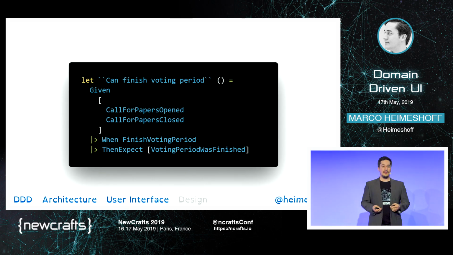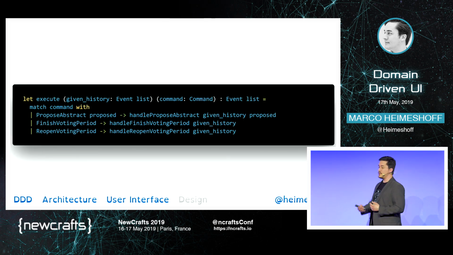So we have a unit test here that says you can finish a voting period of a conference once it's open and the call for papers is closed. If you say finish voting period, then you expect the result as voting period was finished. So the execution, our behavior here, is just a function that gets the whole history of events, everything that happened, or as we know, you can also get the state because it's interchangeable. And the command, what to do.